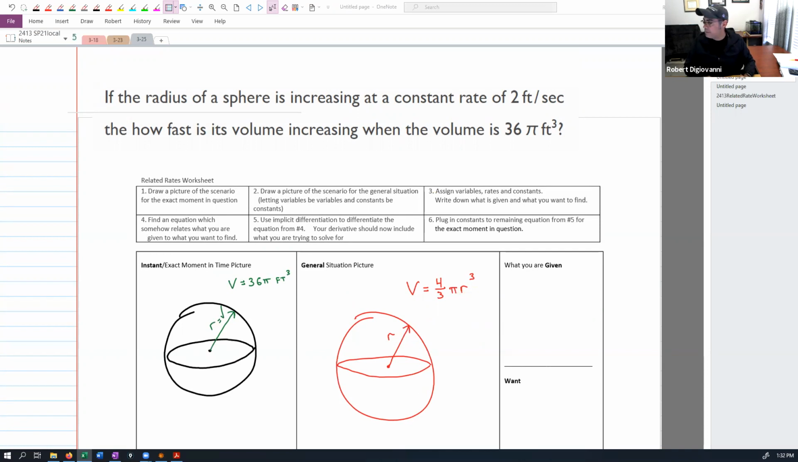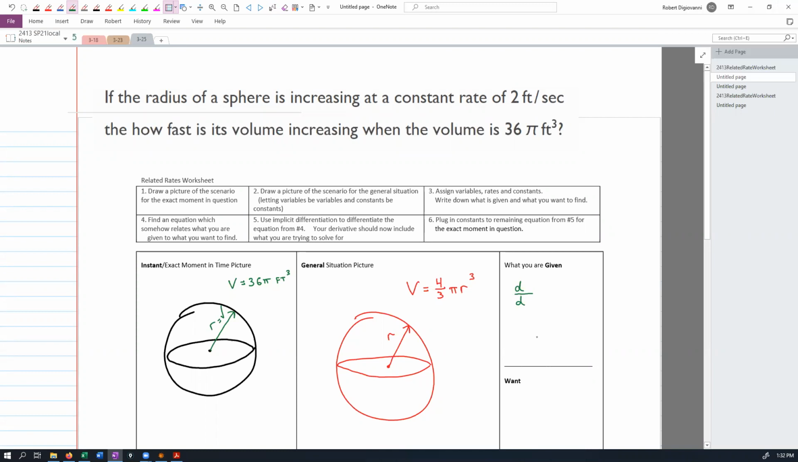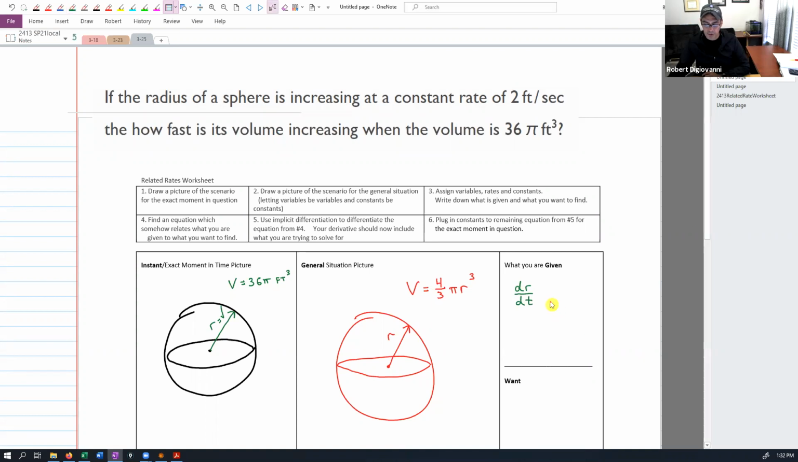Okay, so what am I given? That the volume is 36 pi feet cubed. Okay, I am given that, but in terms of derivatives, in terms of rates of change of things, the constant rate is 2 feet per second. And that's the rate of what's changing? The radius. So I'm going to write what here? dr over dt, where r stands for the radius and t represents the time, right? And that's 2 feet per second. I agree, that is given to us.